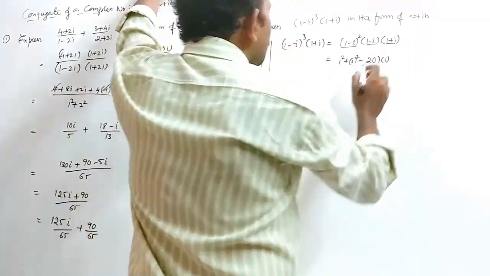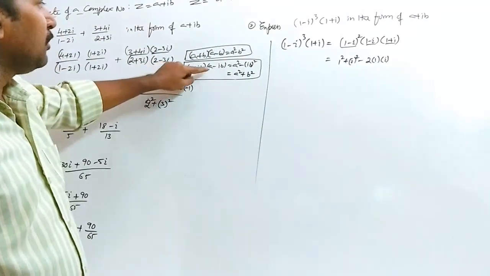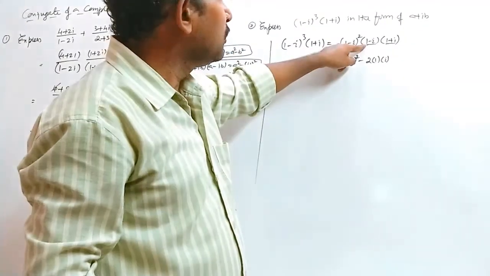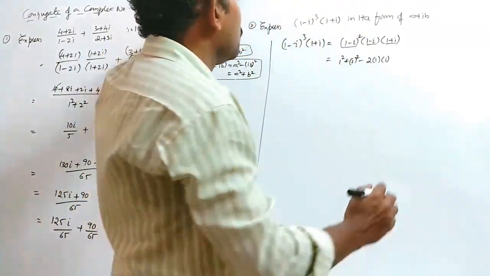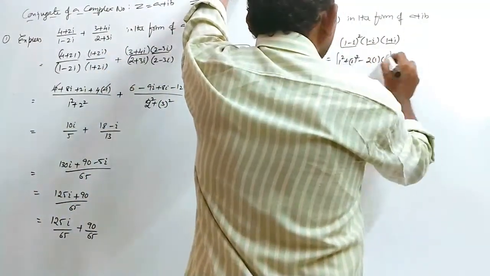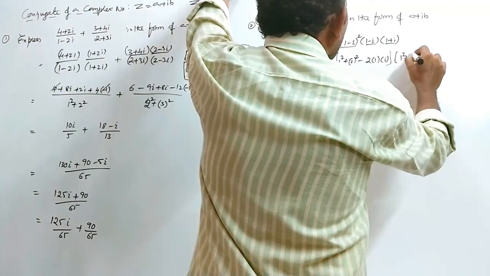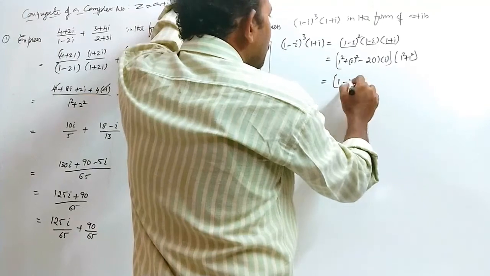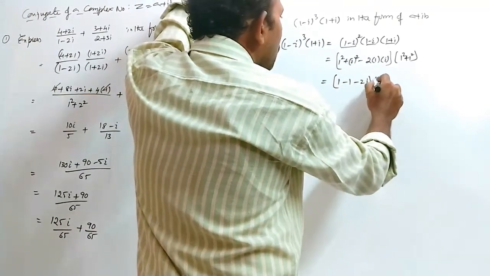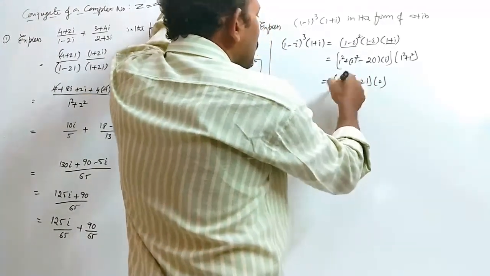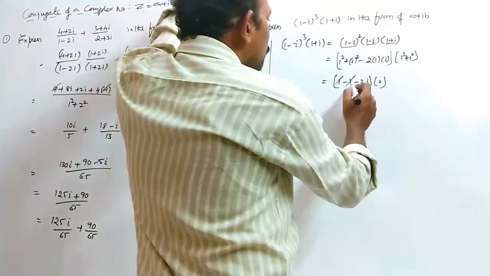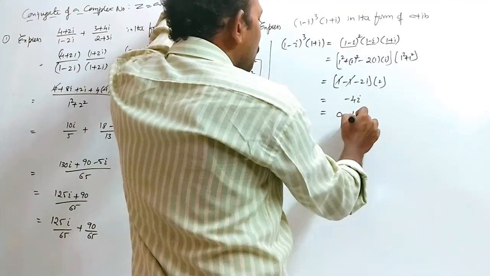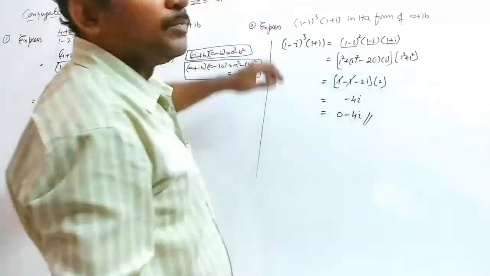Here again come back to this formula, (a plus ib) into (a minus ib) is a square plus b square. Here a is equal to 1, b is also equal to 1, therefore 1 square plus 1 square, that is equal to 1, i square is minus 1, here minus 2i into 2, here plus 1 minus 1 get cancelled, 2 into 2, therefore minus 4i, it is the answer. It can also be written as 0 minus 4i, it is the simplified form.